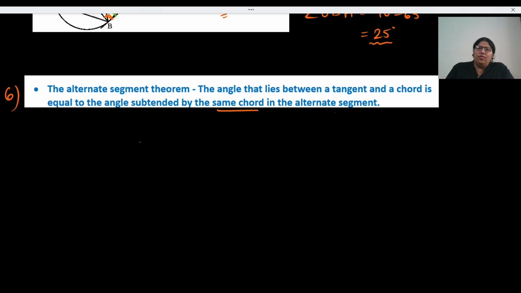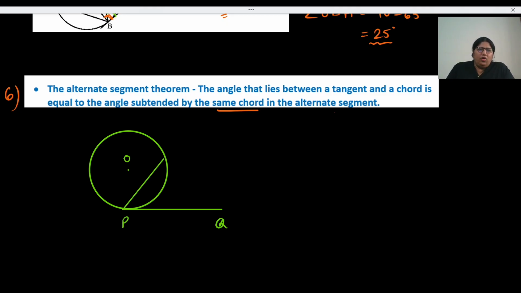So first let us draw whatever they are saying here. If I take a circle, this is a circle with center O, and the angle lies between a tangent and a chord. So first you draw a tangent here. If I take PQ as a tangent at P and PR as a chord, what is the angle between PR and PQ? This angle, if I take it as theta. Now PR is dividing the circle into two segments. This is one of the segments and this is another segment, right?